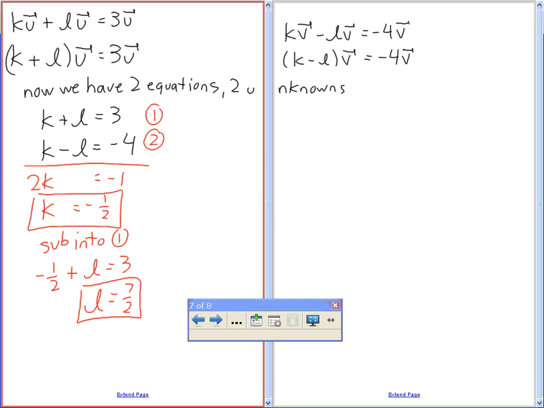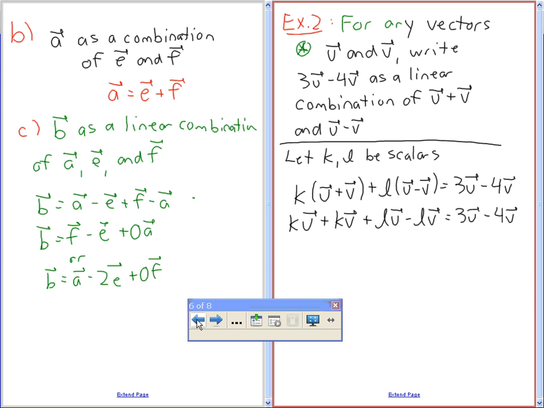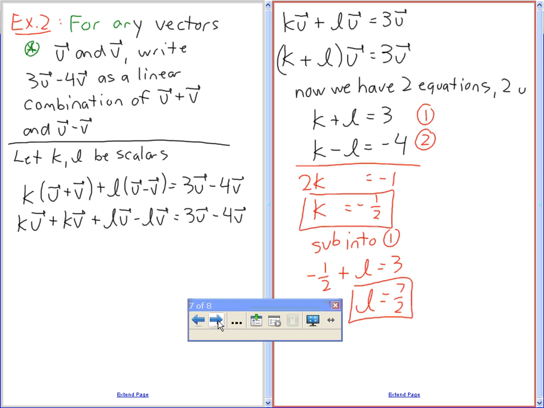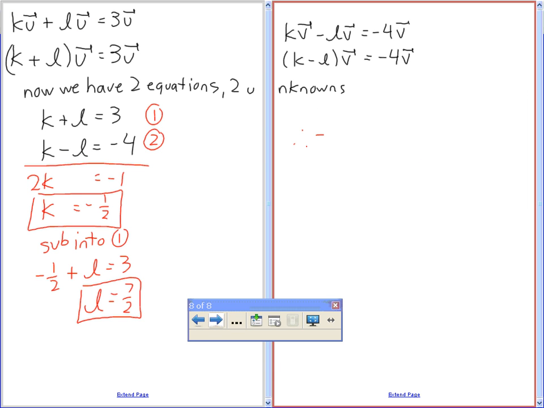a linear combination. So what we'd say then, if you want to, is that we started off right at the beginning of this, with ku plus lv. So we'd say then, therefore, negative 1/2 u plus v plus 7 over 2 u minus v equals 3u minus 4v. That would be like a concluding statement there. In this case, vectors are used like variables. That's all they're used for, right? Okay.